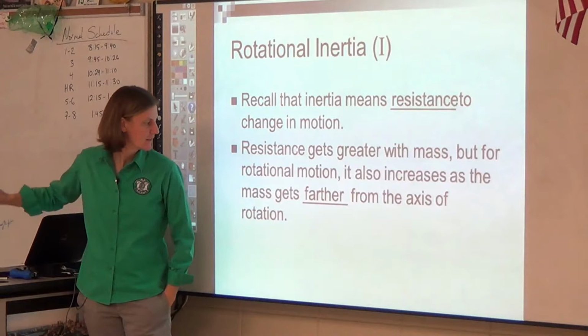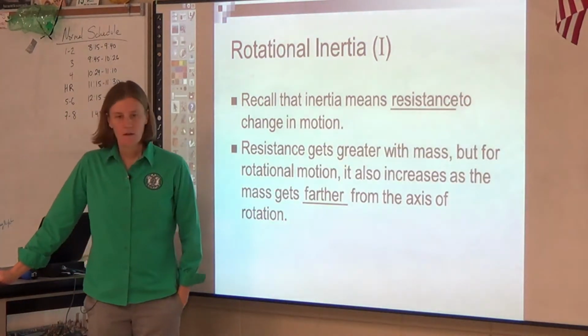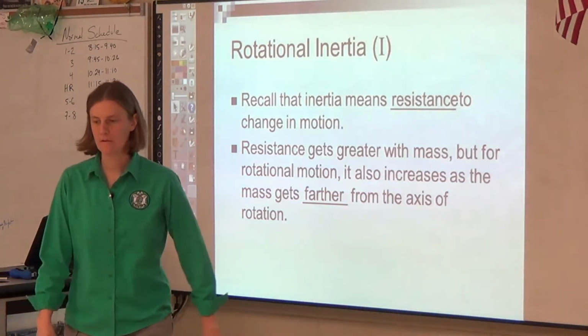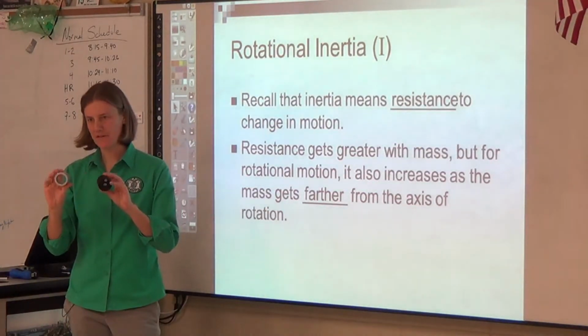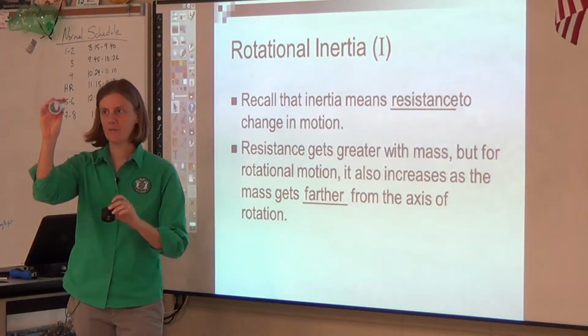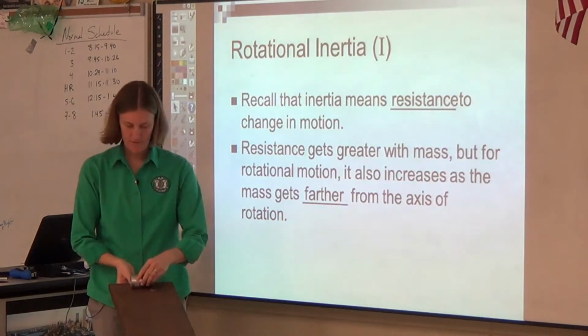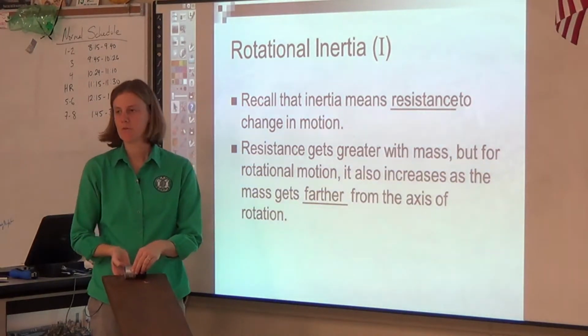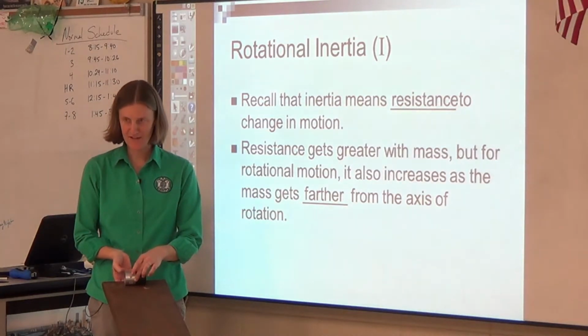So just reading that second bullet point, resistance gets greater with mass, but for rotational motion it also increases as the mass gets farther from the axis of rotation. Okay, so here's a little demo I like to do. I wish this would show a little slow motion, but I have these two cylinders. One's sort of like a hoop because it's hollow, and one is solid, but they have essentially the same mass, yet they won't roll the same way. Predict which one will roll faster, the hollow or the solid.